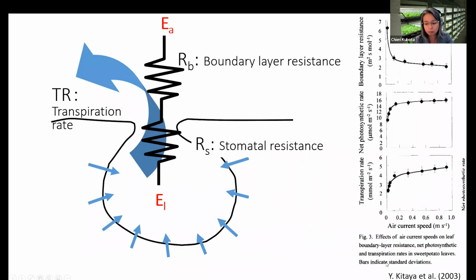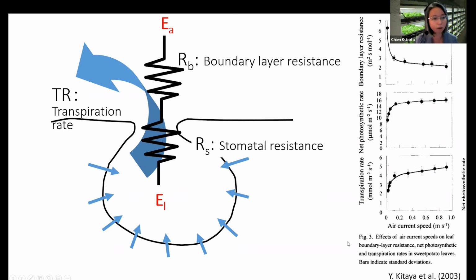And then Yoshiaki Kitaya, professor at Osaka Prefecture University, my mentor in the past also, did a lot of work on air current speed and gas exchange of the plant. It shows that transpiration increases as air current speed above the plant increases, and the boundary layer declines.